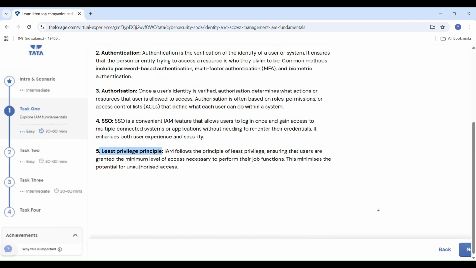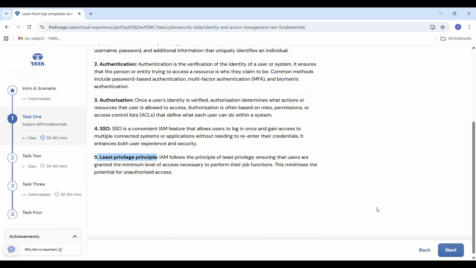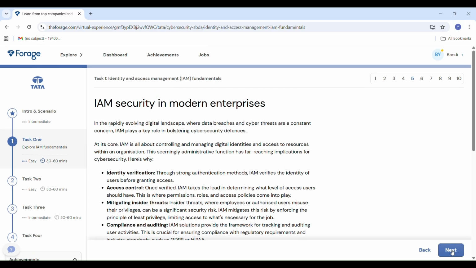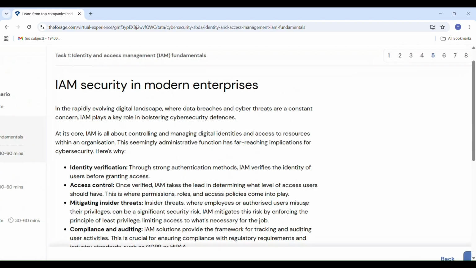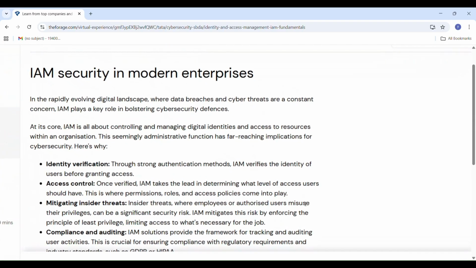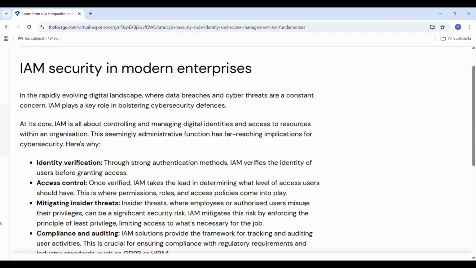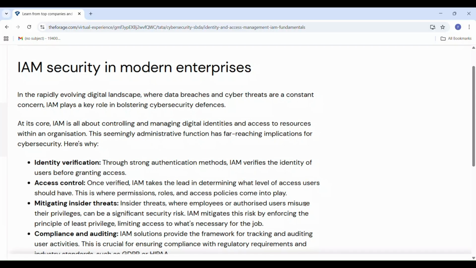Now let's understand why IAM is important in modern companies. Today, cyber threats and data breaches are increasing. Because of this, IAM becomes a very important part of cybersecurity. IAM mainly controls digital identities and decides who can access what inside a company. First, IAM helps with identity verification. It checks the user with strong authentication methods before giving access. And next, it handles access control.